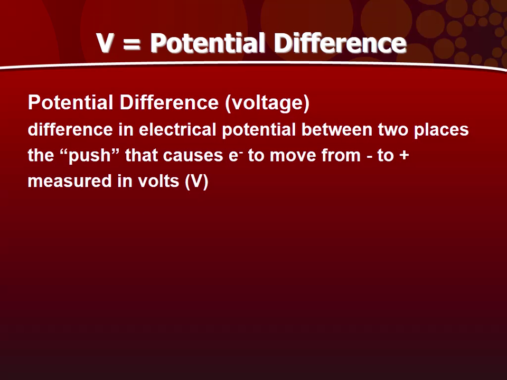So one of the first big three terms for all circuits is V, potential difference. That is the official term for voltage. Obviously, in layman's terms, we call it voltage. But what is potential difference? Potential difference is what creates the push between the two objects.